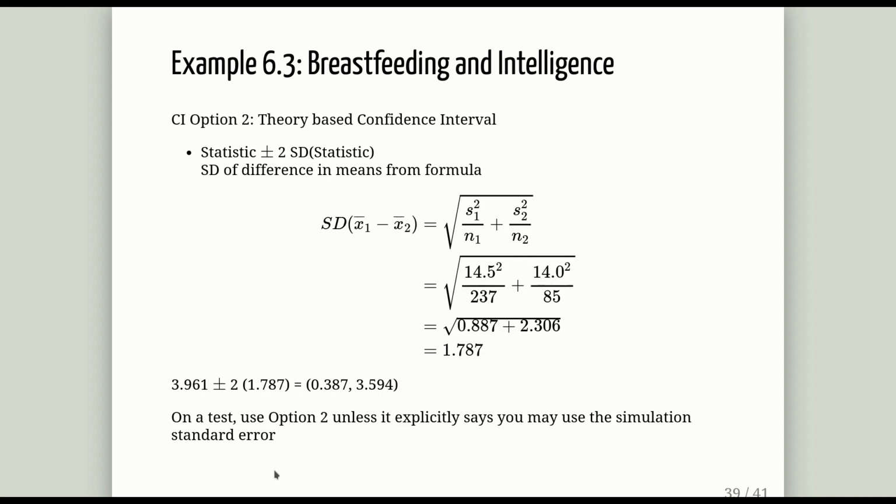And if you're looking at this formula, it should give you some flashbacks from the proportion chapter. Instead of p times 1 minus p for each group here, we have s squared for each group, and that is divided by the number of items in that group, but otherwise the formula looks pretty similar. We can plug everything in from the table and get a standard deviation value that is 1.787.